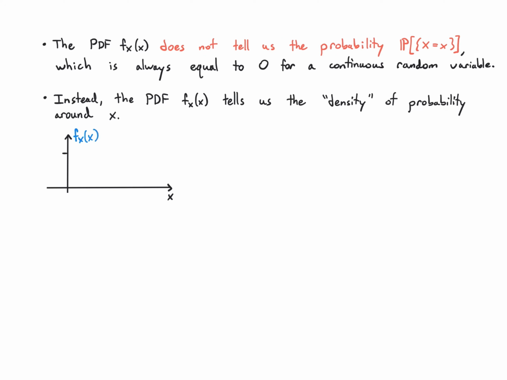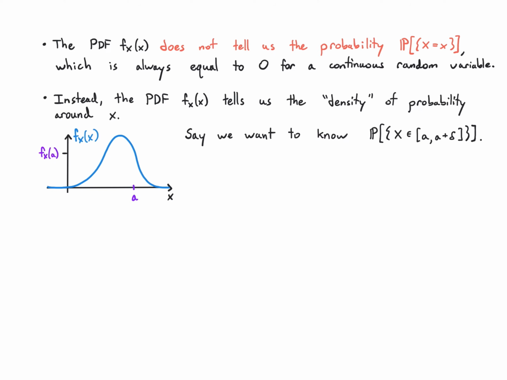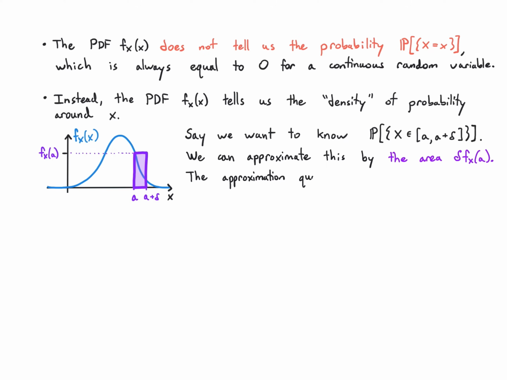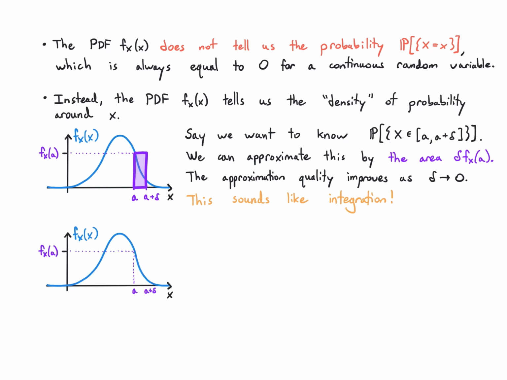If we want to know the probability in a little interval, let's say from a to a plus delta, I can work out what the function is at a and just multiply by the width. That's a pretty good approximation. So delta times f at a is a pretty good approximation of the probability that x lands in that interval. And as delta goes down, that approximation gets better and better.